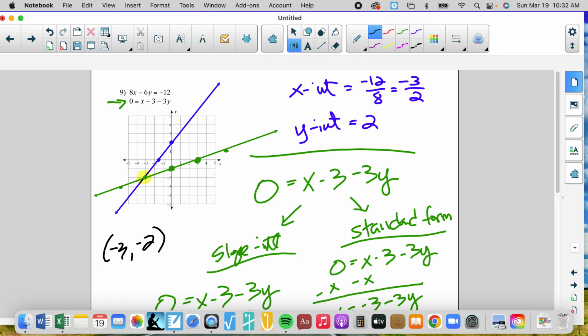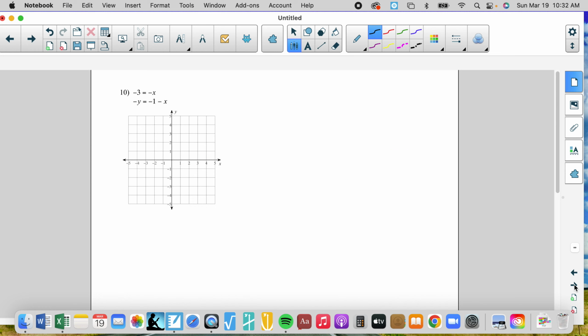0 equals -3 minus 3, which is -6, minus 3 times -2. -3 times -2 is +6. -6 plus 6 gives me 0. So it worked. All right, here we go again.